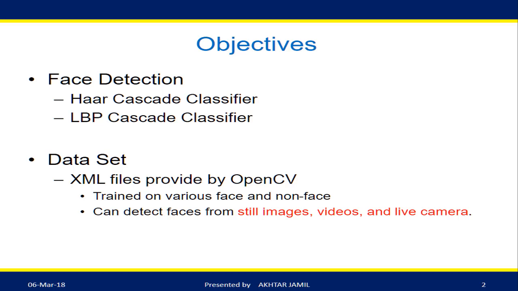So the dataset that I'm going to use in this tutorial is available as part of OpenCV on the GitHub repository. These are the XML files which are created by training the OpenCV face detection engine on face and non-face images. It can be used to detect faces from still images, videos, or even from live camera feeds.